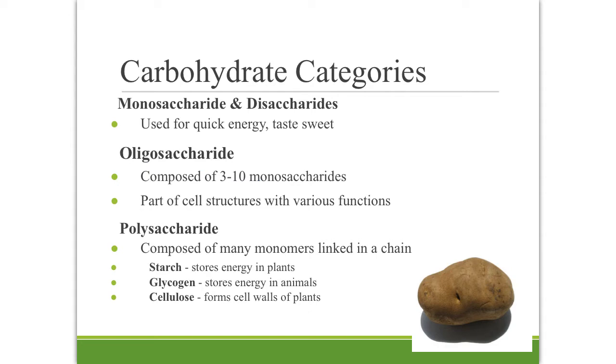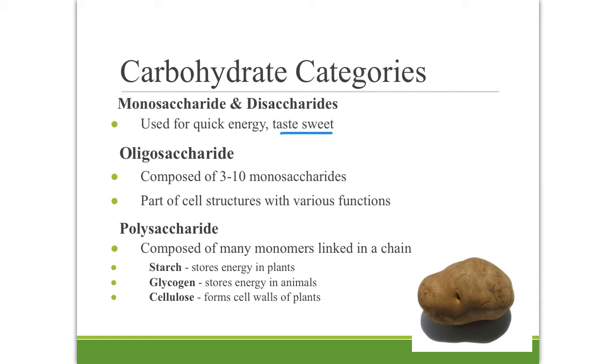So these different categories of carbohydrates, I've alluded to them a little bit. Monosaccharides and disaccharides are what we tend to taste as something sweet in our food, and they are the source for quick energy. Monosaccharides are used directly, and disaccharides are quickly digested to become two monosaccharides that can be used for energy.